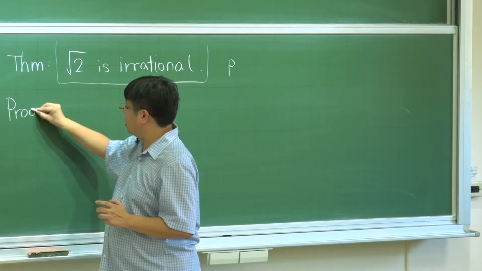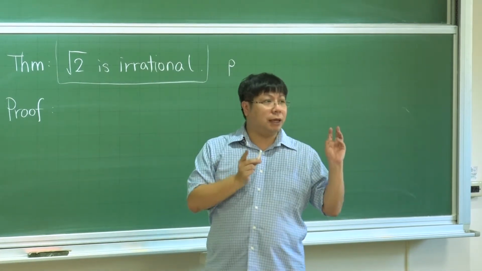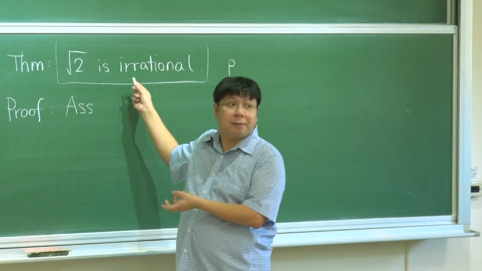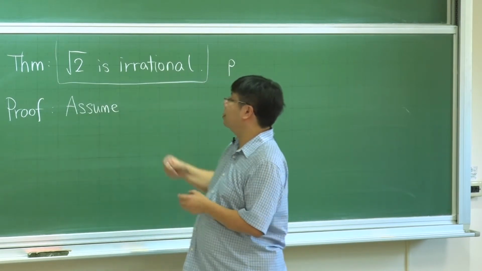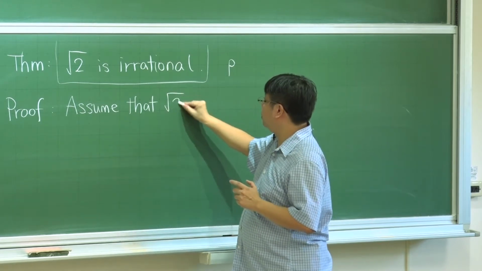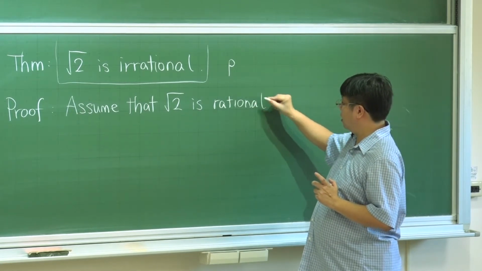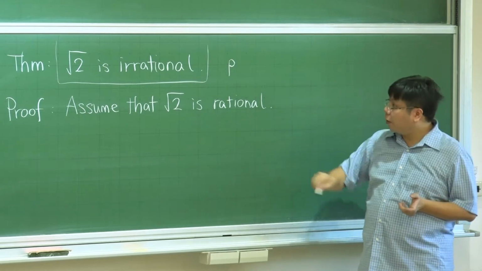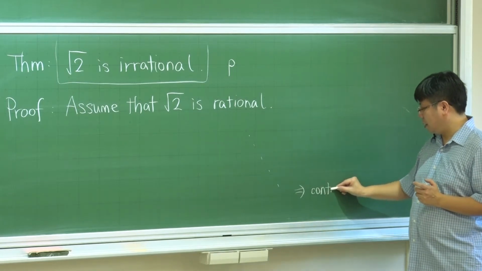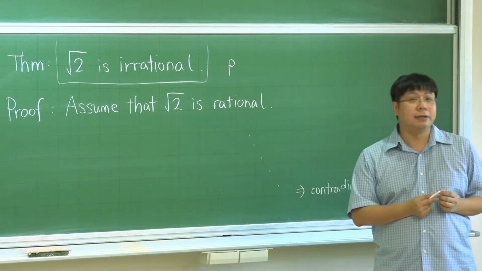So we first start by assuming that the theorem is false. What does it mean? This is a very simple statement, a simple theorem. So we just assume that this is wrong by assuming that square root 2 is rational. Is that okay? And hopefully, after a certain step, we get a contradiction. Okay, this is our idea.